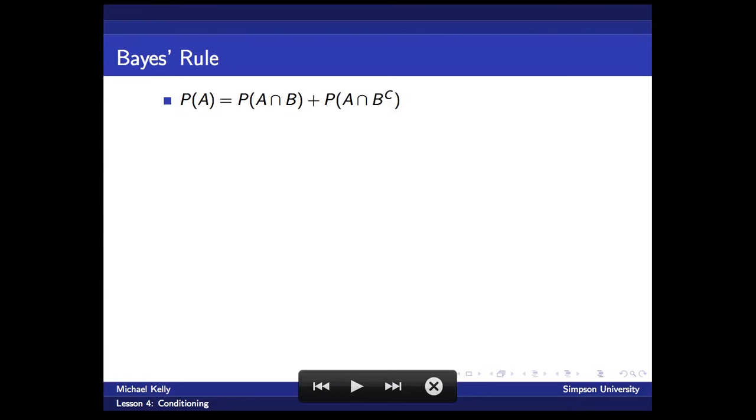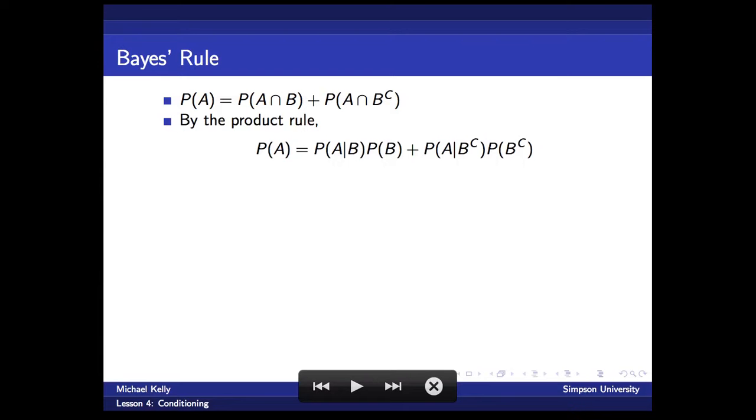So remember that the probability of A is equal to the probability of A intersect B plus the probability of A intersect B complement. That is, you can add the probabilities of A and B happening plus the probability of A happening and B not happening. By the product rule, we can replace those intersections in the computation. So the probability of A is the probability of A given B times the probability of B plus the probability of A given not B times the probability of not B.